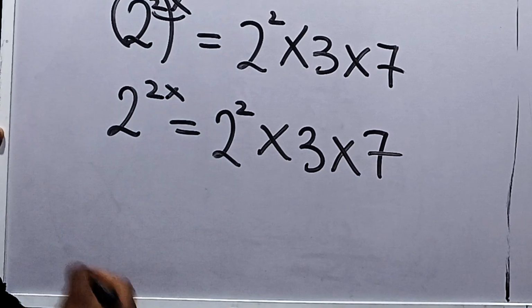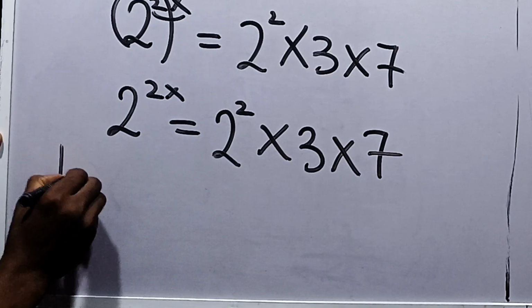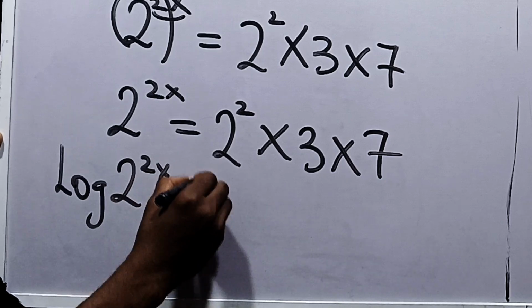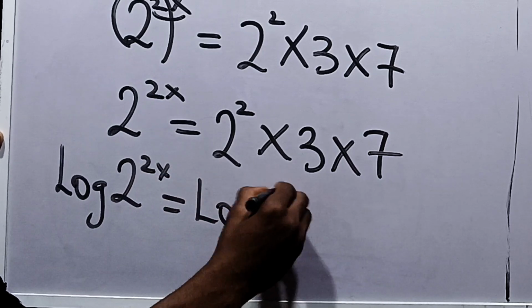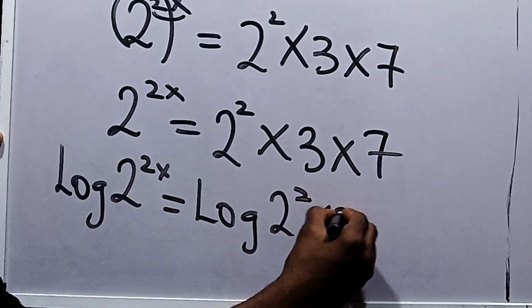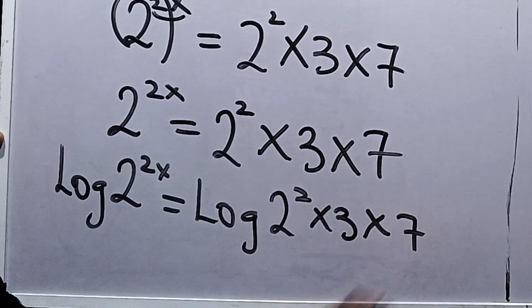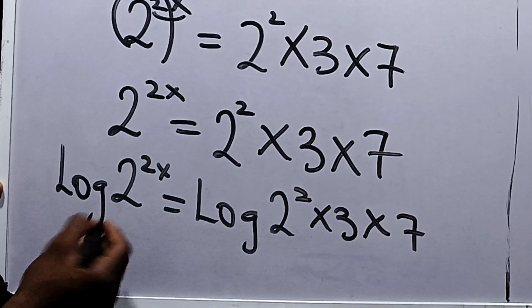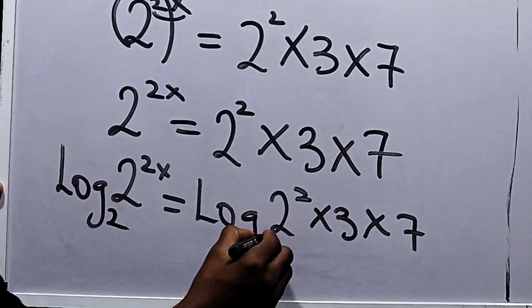Okay, now let's take the logarithm of both sides. So we say logarithm of 2 raised to the power 2x is equal to logarithm of 2 squared times 3 times 7. Now, this logarithm, we'll take it in the base of the number carrying x. So the number carrying x is 2, so we take the logarithm in base 2 of both sides.